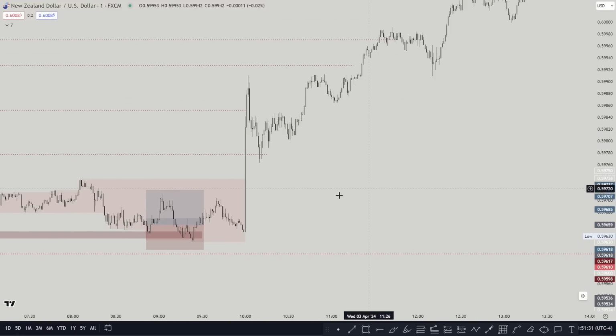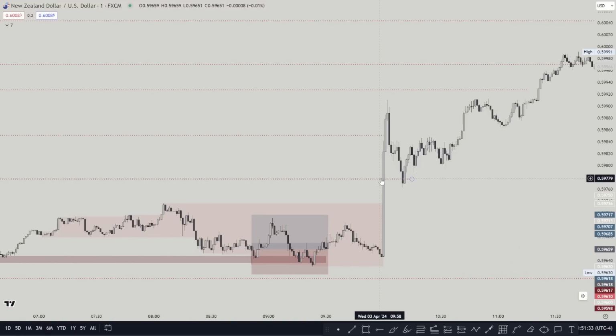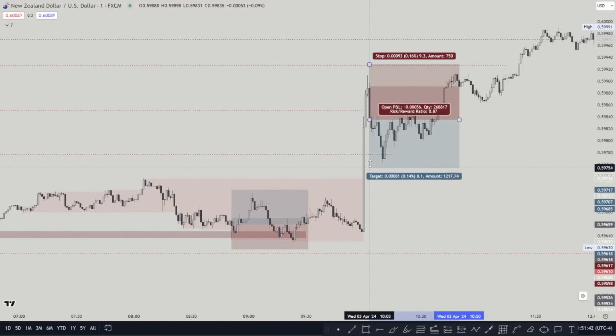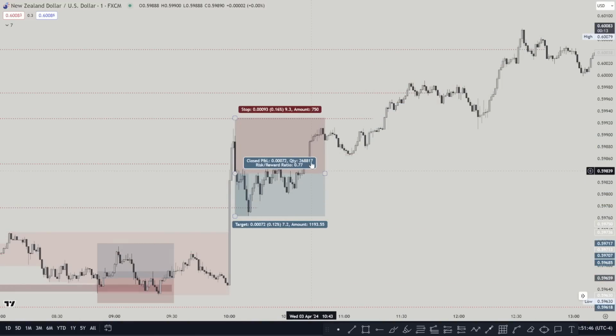So you see, now take a look at those. Price taking this level, there was no change of state delivery. Taking this level, there is a change of state delivery. You're going to be entering here, and then you're going to put it above the high, targeting whatever. This is not even one-to-one, and then you lose the trade.